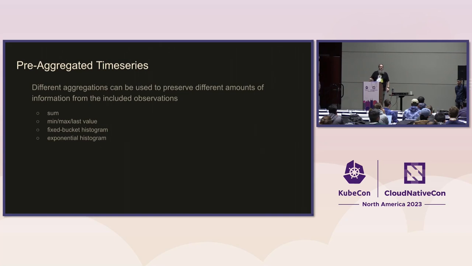And there are various different types of aggregations that you can use. A sum is just adding up all of the values that you've observed. You could take a last value, which is, what was the last thing you saw? Maybe a value that's constantly changing, but you only want to know what it currently is. And then there are histograms, which are representations of distributions of data, so you can have some more information about what types of values you've observed without necessarily needing to keep every value.